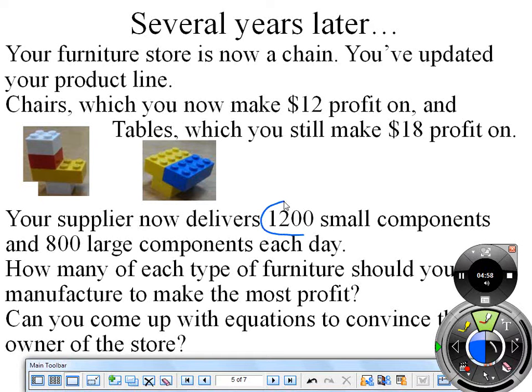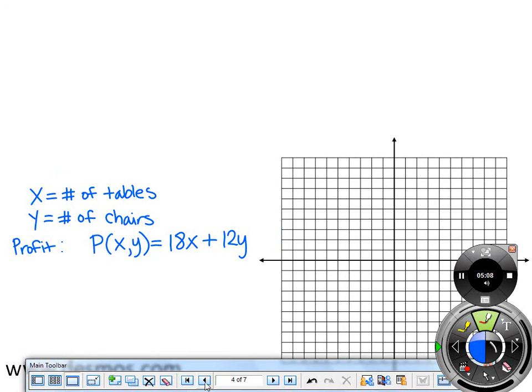So let's say I wanted to concentrate on this first. Here's a restriction. 1,200 small components is all that I am going to get. Okay? That means my total amount of small components needs to stay less than or equal to 1,200. Right? Is that fair with everybody? So there is something that needs to stay below or equal to 1,200. And that is the number of small components I use.